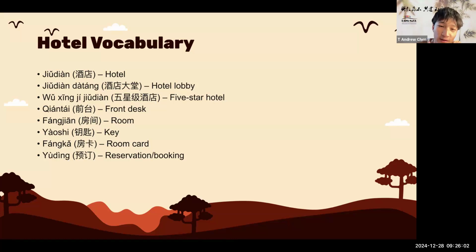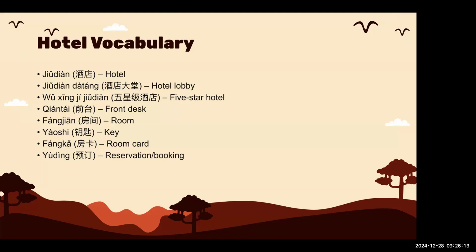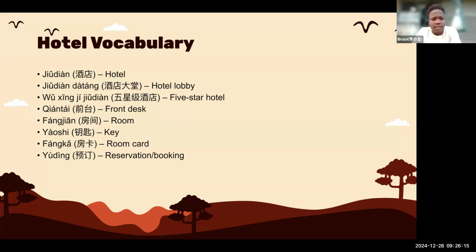Okay, and we can describe a hotel even further. Like if it was a 5-star hotel, you could say 这是个5星级酒店. 这是5星级酒店. Yeah, 5 is 5. Okay, that's the number 5.